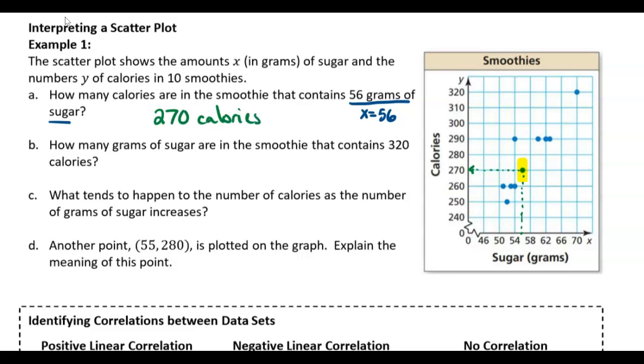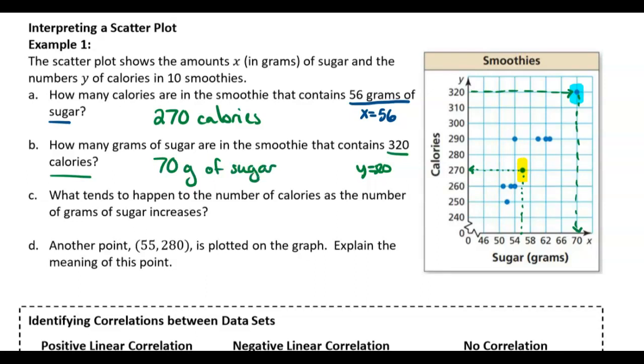This says how many grams of sugar are in a smoothie that contains 320 calories. Well, calories is Y, so in this one, you know Y is 320. So you go and look for a point that has a Y value of 320. And we just see that it's this point right here. And so then you just follow it down. In this case, you knew the Y value, and so now you follow it down to find what X value. And so it's 70 grams of sugar.